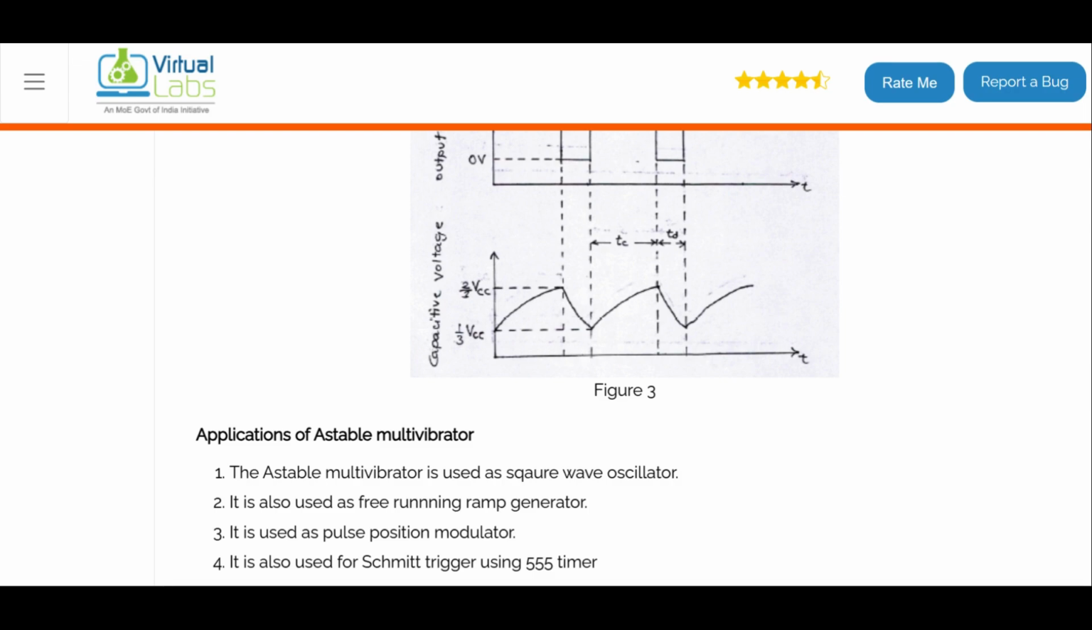Applications of Astable Multivibrator. The Astable Multivibrator is used as square wave oscillator. It is also used as free running ramp generator. It is used as pulse position modulator. It is also used for Schmitt trigger using 555 timer.